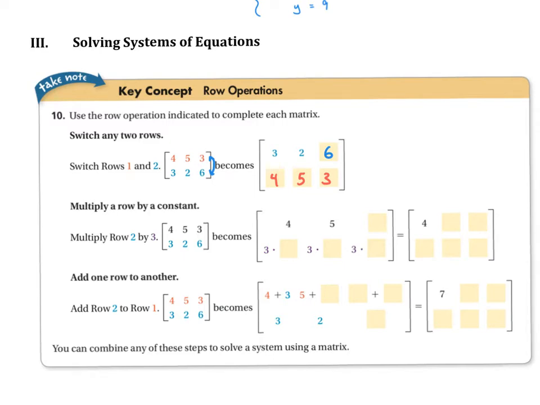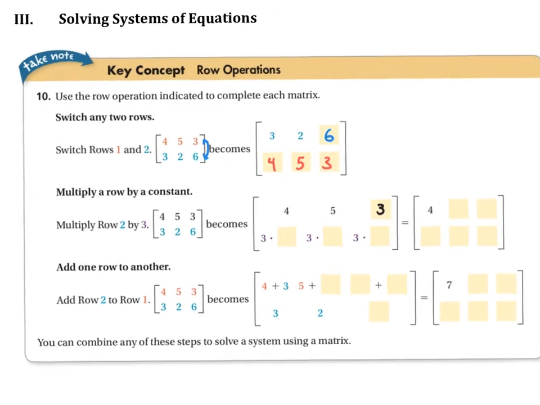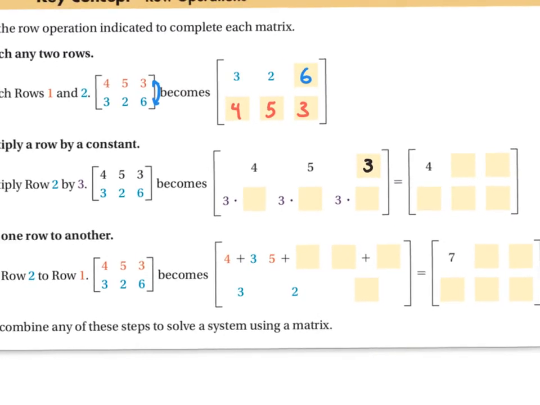I am also allowed to multiply a row by a constant. The constant can be positive or negative. In fact, the constant can be a decimal, a fraction, etc. So here, I'm going to multiply row 2, the blue one here, by a 3. Okay, so 4, 5, 3 stays on the top. I haven't changed that at all. But now if I multiply the whole bottom by 3, so it's going to be 3 times 3, 3 times 2, and 3 times 6.